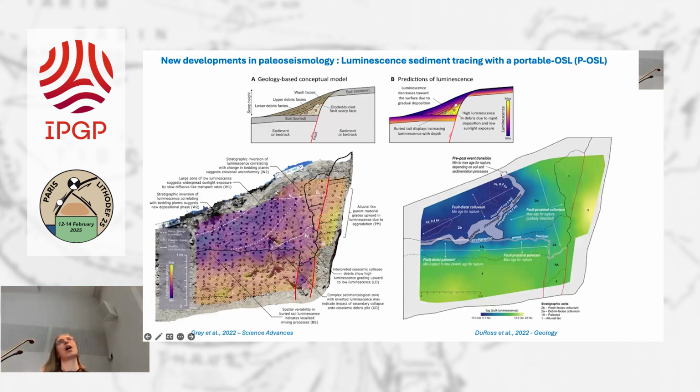It's just to highlight very recent work that was done with a portable OSL along colluvial wedges. And we know that with luminescence in colluvial wedges, we are dealing with the same kind of problem as with radiocarbon dating. What is really interesting with the POSL is that Gray and Duros show that the event horizons, speaking about dating, are not localized where we put the event horizon on the log. So it's very important when you collect your samples.